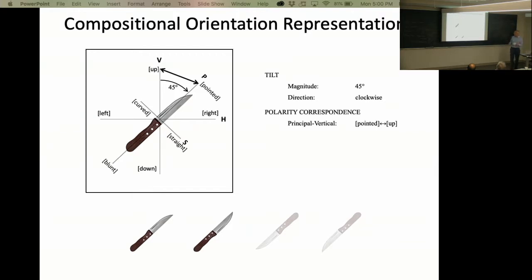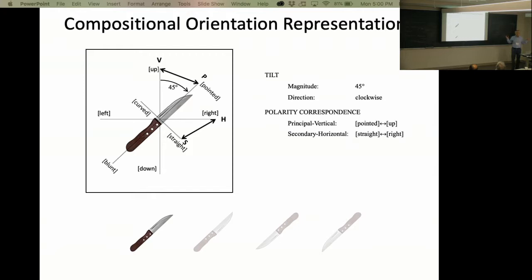And to finally specify the orientation, we also need to indicate how the secondary object axis is related to the extrinsic axis. In this case, I've illustrated one way of doing that, which is to say the straight end of the secondary object axis is toward the right side of the extrinsic horizontal axis. And at that point, we now have fully specified the representation, the orientation of the knife in two dimensions.